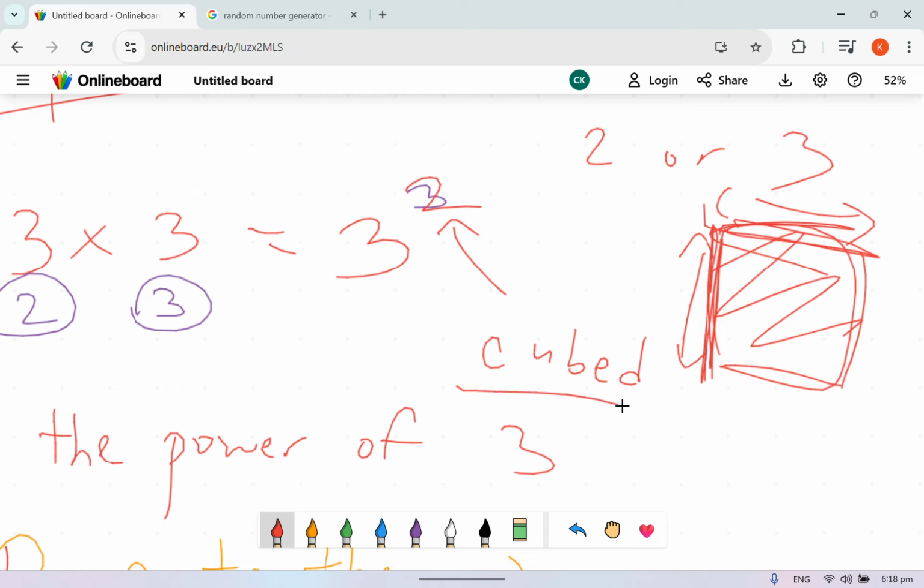And why is it called cube? I'm pretty sure you can guess. When you have a cube, you'll find the volume is basically 1 time, 2 times, 3 times of the same number, because it's a cube. So that's why we call it that. Try to remember it.